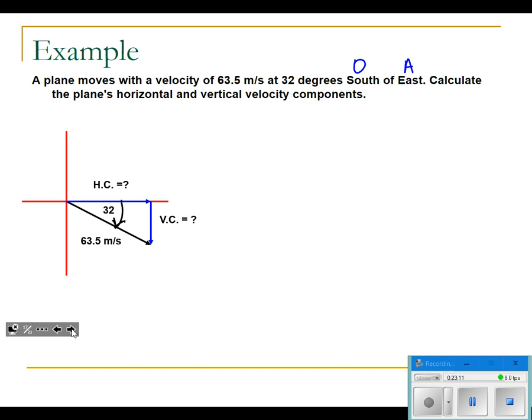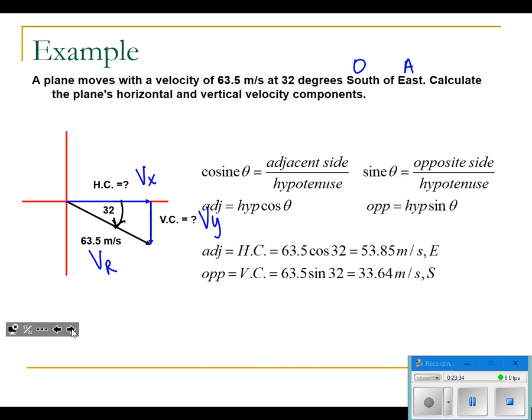Now lots of times I'm going to list these as Vx and Vy, okay, because they gave me my resultant value. So this would be my Vr. So that might be some of the ways that I denote this stuff as well when we work problems. So again, pause the video now and work this problem. When we use our sine and cosine, y'all should have gotten answers of 53.85 meters per second east and 33.64 meters per second south. Again, you have to give magnitude and direction.